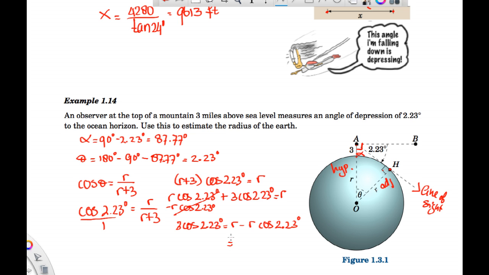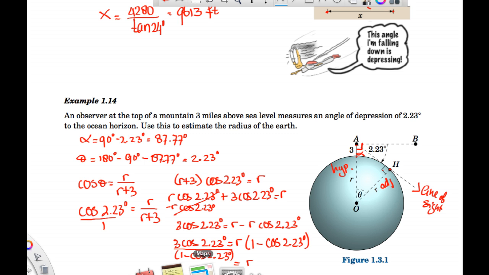And then we get that same trick again that we saw earlier, 2 problems ago. R is common, so when you take it out, r divided by r is 1. I'm sort of doing the opposite of distributing, right? So I'm factoring, and with r taken out, that leaves 1 minus cosine 2.23 degrees. And here I get 3 cosine 2.23 degrees. So that means that r is this thing divided by 1 minus the cosine of 2.23 degrees.